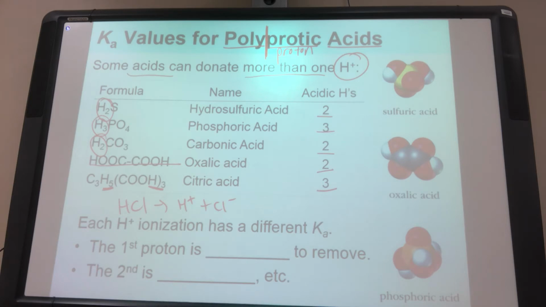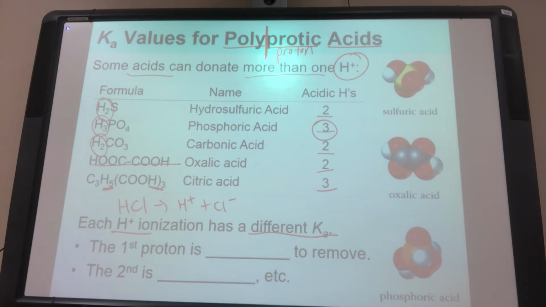So for each H+, every time it gives up an H+, it's going to have its own Ka. So you might have, for this guy, 3 Kas: Ka1, Ka2, Ka3. Ka for the first time, the second time, and the third time.